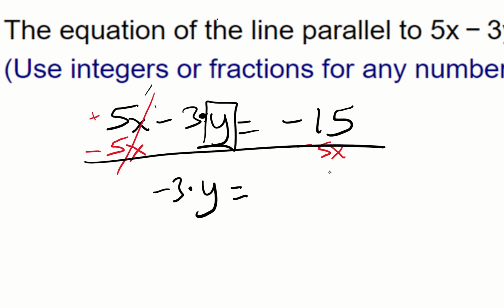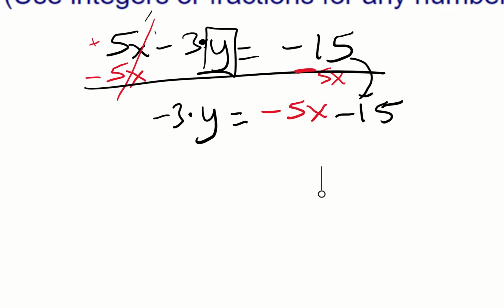So negative 3 times y is, now we got this negative number, which we cannot subtract with 15 because this is a variable and this is not. So we're going to rewrite the negative 5x, just bring it down, bring down the negative 15 next to it. Okay, bring down the variable first and then the number, just like I did here.